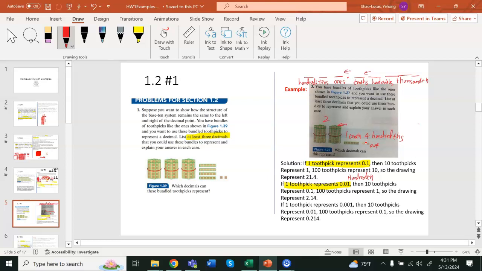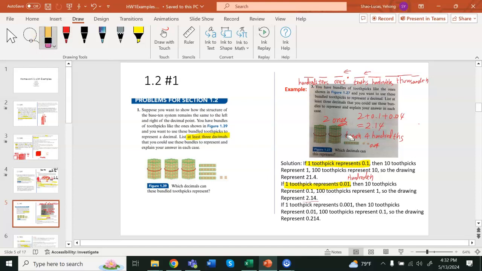So here we have 2 ones and 1/10, and then plus 4 hundredths. Together you're going to have 2 plus 0.1 plus 0.04. That gives us 2.14. So that's why we get this answer.